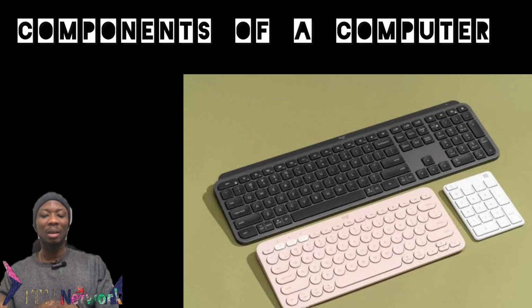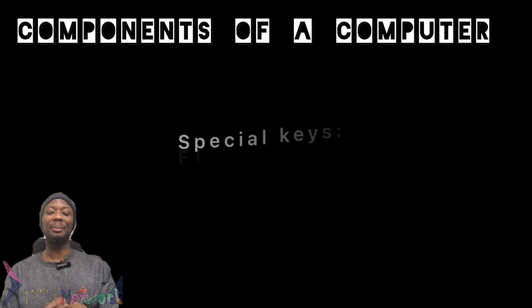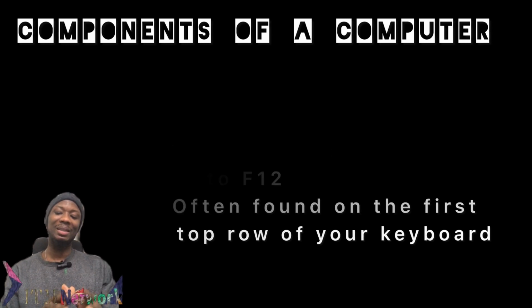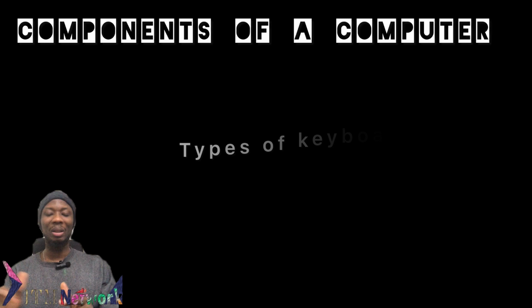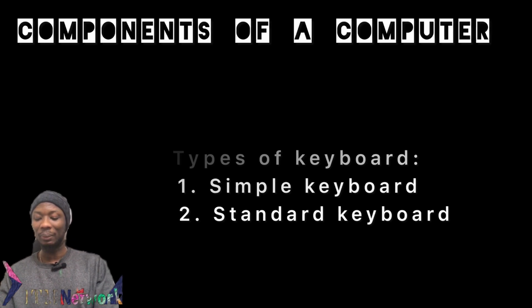It has keys for letters and numbers, but it also has special keys, like the function key. That is a special key. Some keyboards come with the numeric pad by the side. That is the standard keyboard. But the one that doesn't come with the numeric keypad is called the simple keyboard.